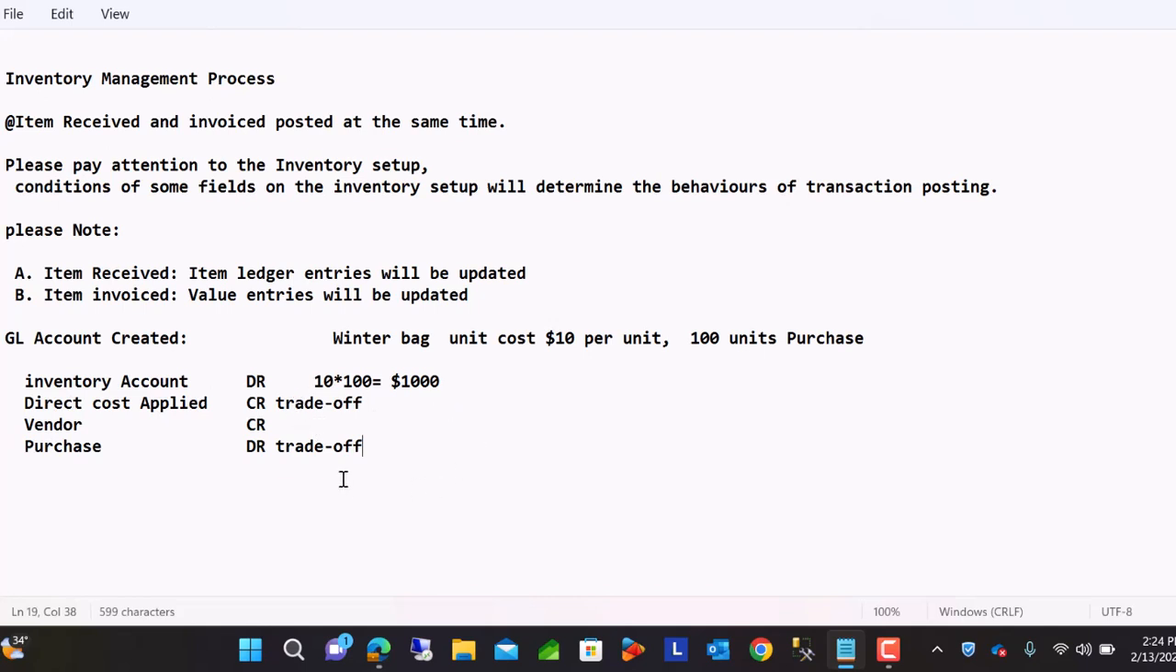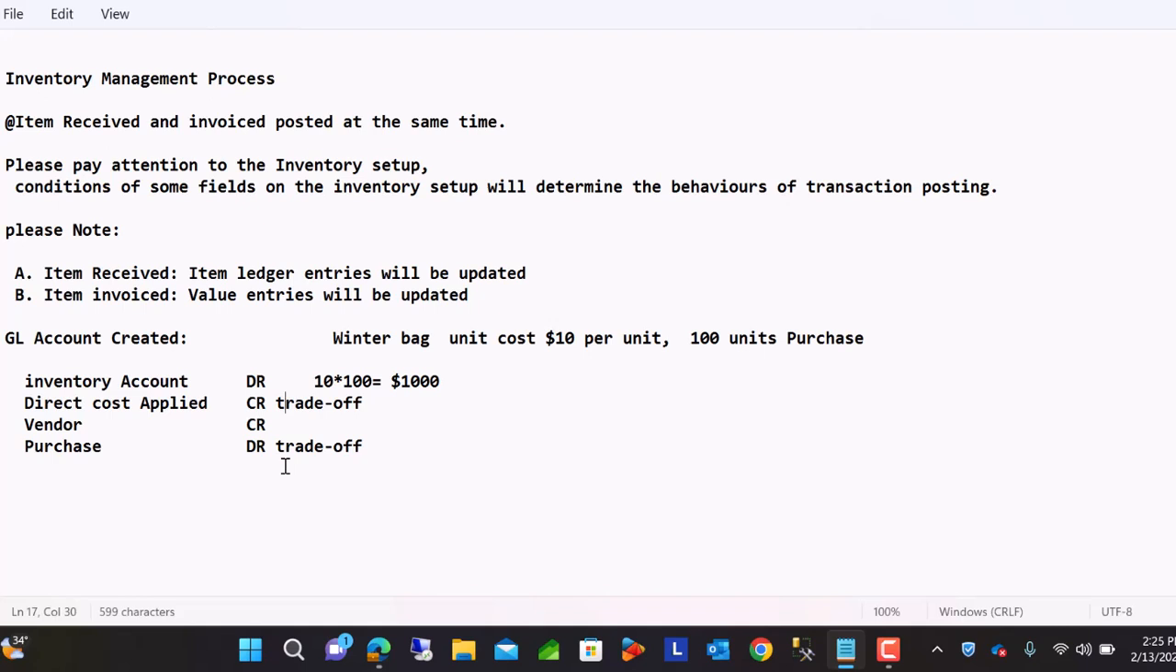Why some may leave it separately. One of the reasons why we may also leave it separately is that there will be some instances where the direct cost applied account and the purchase account will not have the same value, meaning that there will be differences between how much value is being reported into the direct cost applied account and the purchase account. And what are the reasons that make this happen? I think we need to pay attention to this.